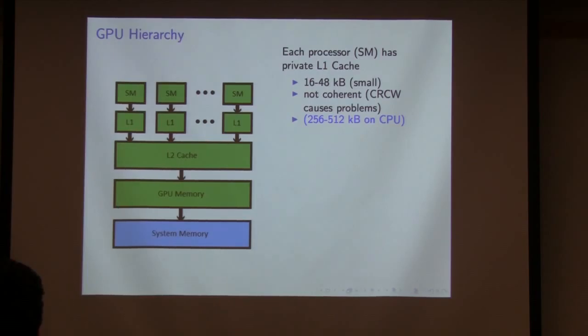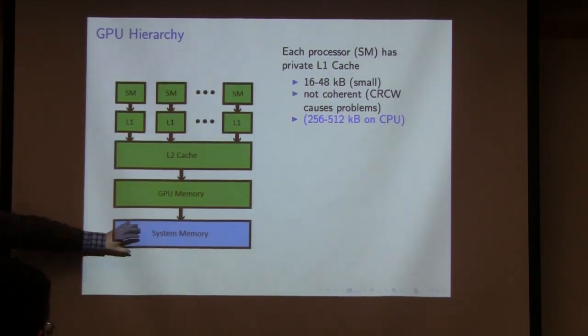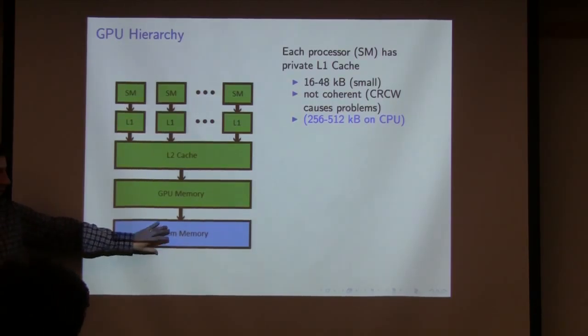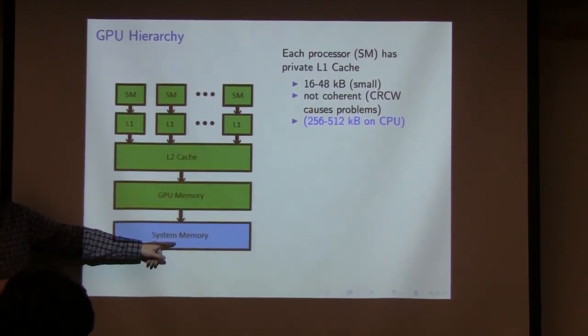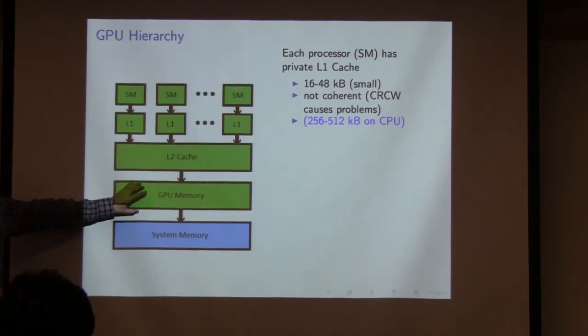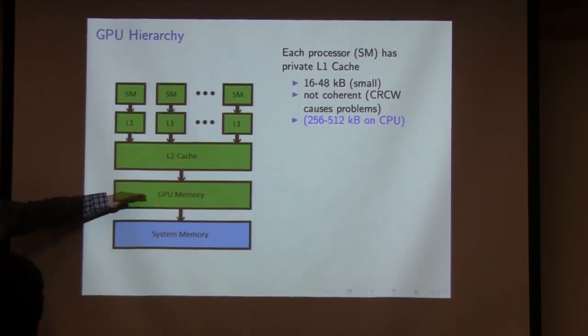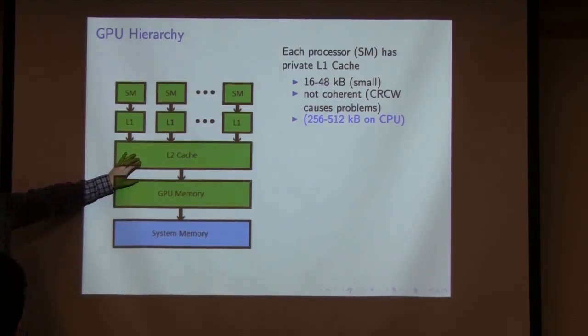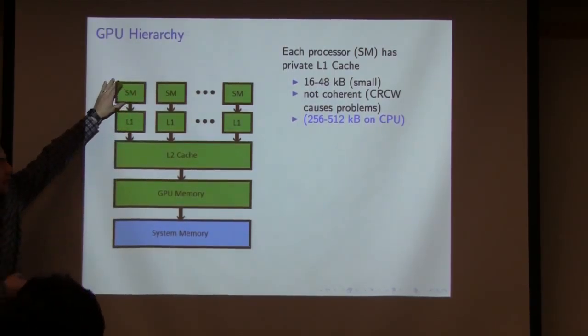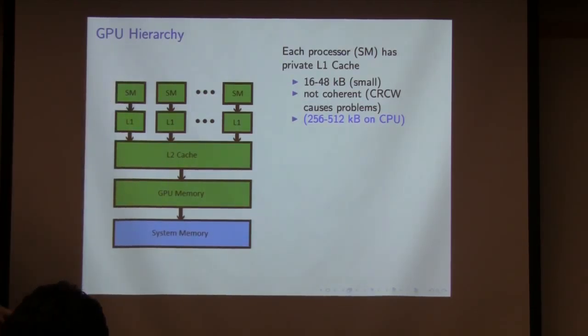So let's start looking at how this architecture works. At the low level, you have the rest of your computer here. You've got the system memory, which is attached to your hard drive and also to your CPU. And then there's also a GPU memory, which is separate. There's some gap between them. There's an L2 cache, and then an L1 cache, and each of these is going to have a stream processor. We'll break this down a little more, and I'll show you a diagram of a stream processor in a bit.